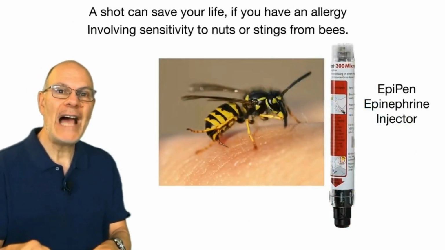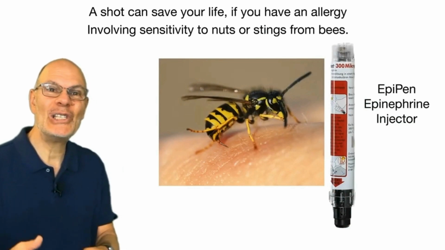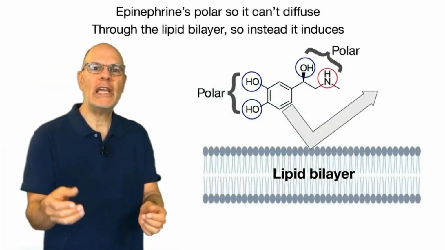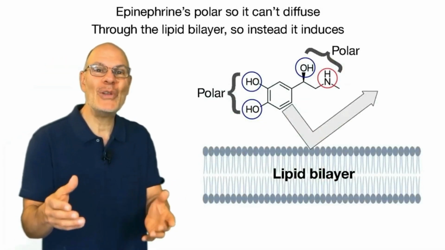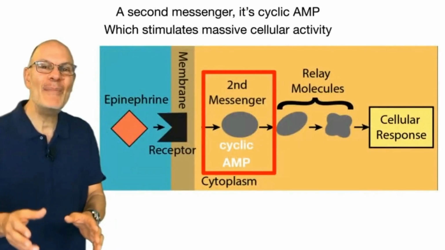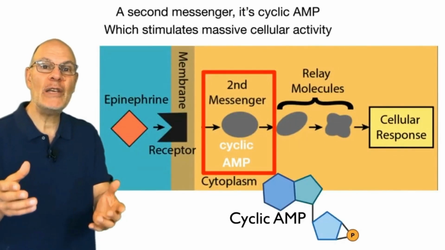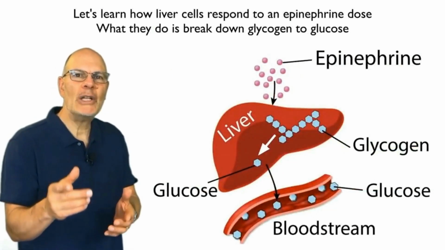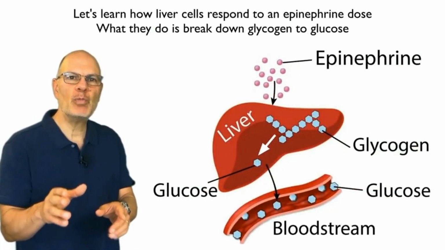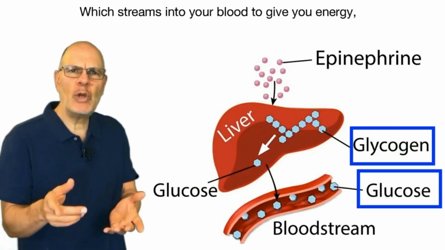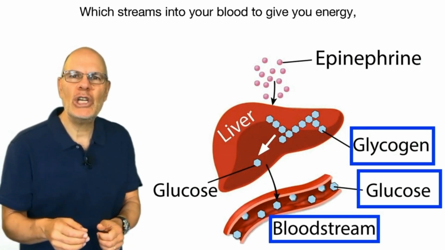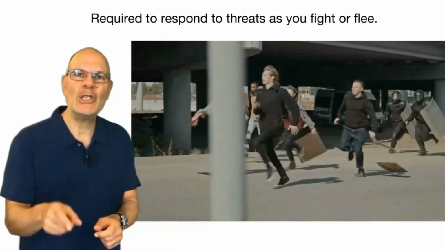If you have an allergy involving sensitivity to nuts or stings from bees, epinephrine's polar so it can't diffuse through the lipid bilayer. So instead, it induces a second messenger, it's cyclic AMP, which stimulates massive cellular activity. Let's learn how liver cells respond to an epinephrine dose. What they do is break down glycogen to glucose, which streams into your blood to give you energy required to respond to threats as you fight or flee.